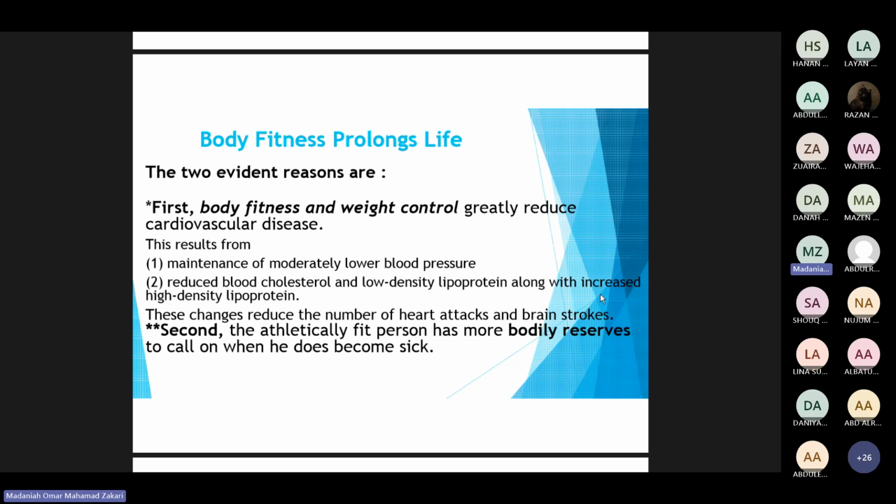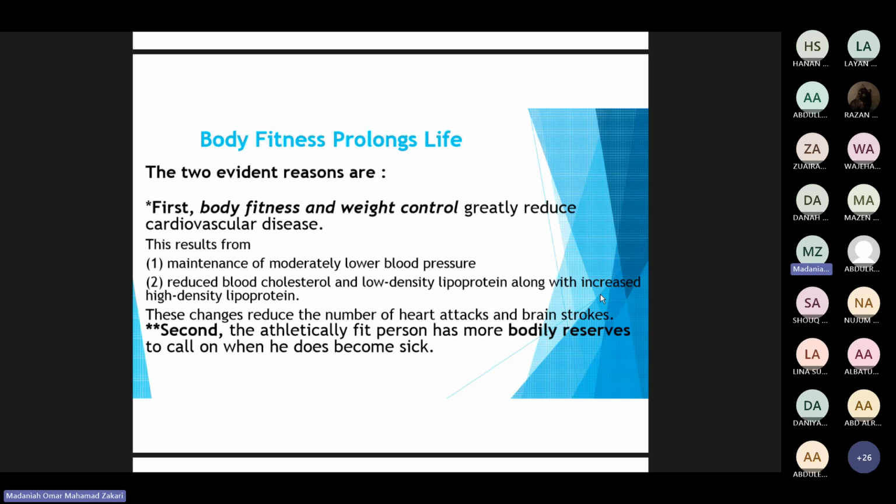This results from the maintenance of moderately lower blood pressure. Of course, you can have a positive effect on blood pressure. Reduced blood cholesterol and low density lipoprotein, along with increased high density lipoprotein, because of the effects of, as we said, metabolism. These changes reduce the number of heart attacks and brain strokes. And all these factors, as we said, help in maintaining a good and healthy cardiovascular system.